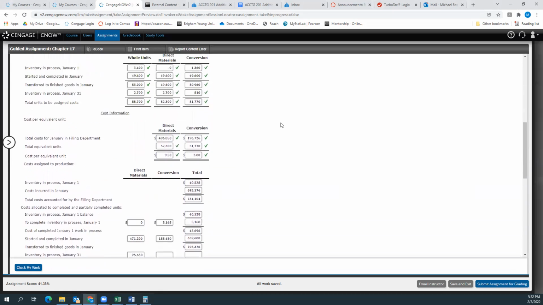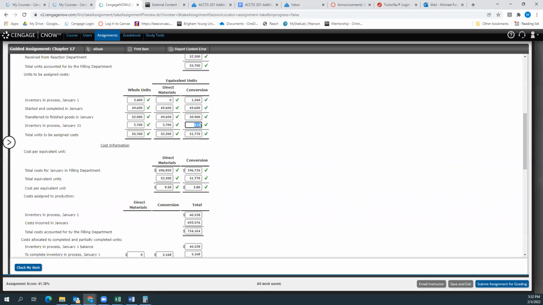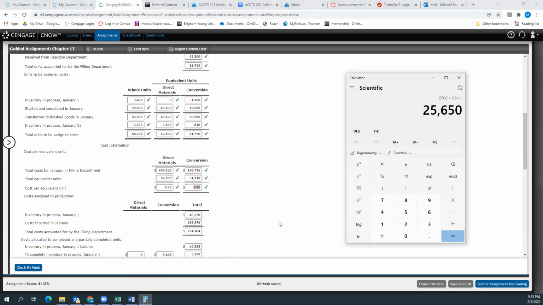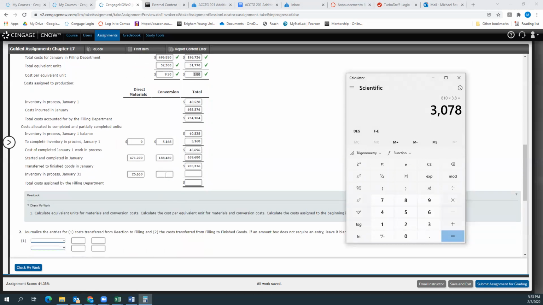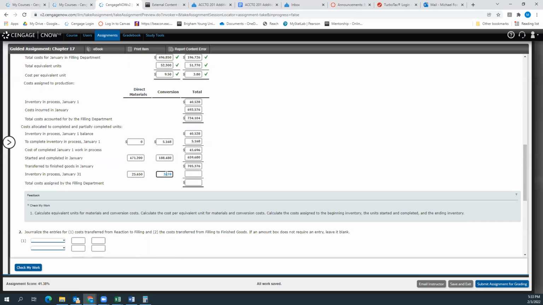We'll do the same thing with respect to conversion. We'll say 810 equivalent units times $3.80. And that gives us $3,078. We'll add these two together, 25,650 plus 3,078 gives us 28,728. And then finally, we'll add our transferred finished goods to our inventory in process. So 705,376 plus 28,728 gives us 734,104.